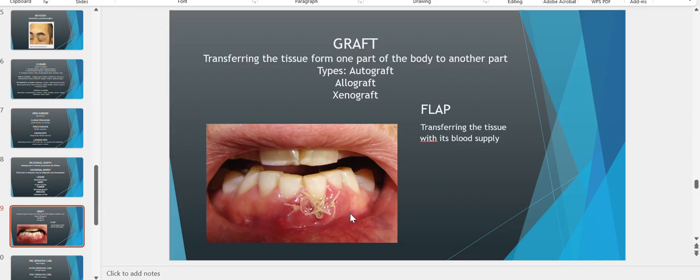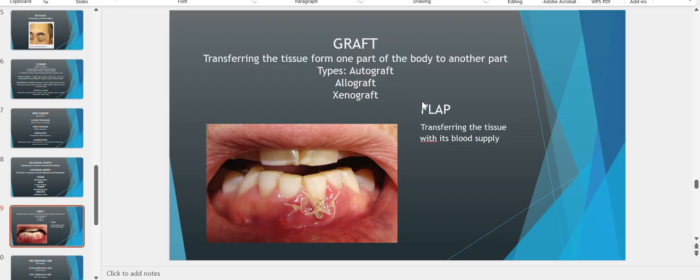Okay. Now coming to allograft. Allograft means grafting from another patient. Okay. Xeno means another species. Transferring the tissue from another species.